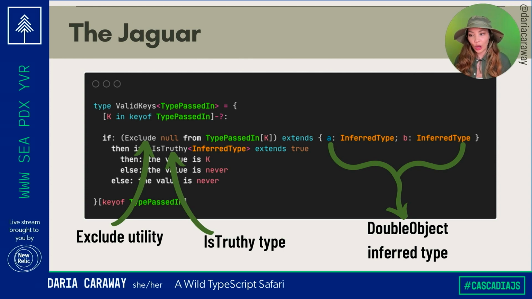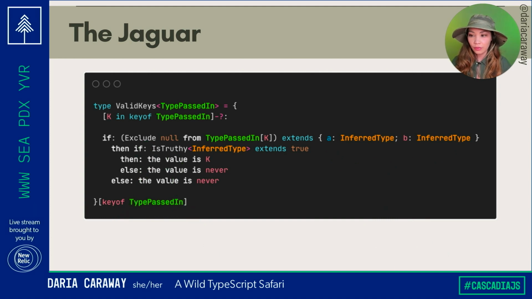I want to point out that we already have a couple of references to types that we've already seen. We have that double object structure matcher with the inferred type. We have exclude from our previous example, and we have type isTruthy from the first example. So maybe we already know a little bit more than we think. I've gone ahead, I've filled in all the generics that we know. I've broken out the exclude and the conditional nesting.